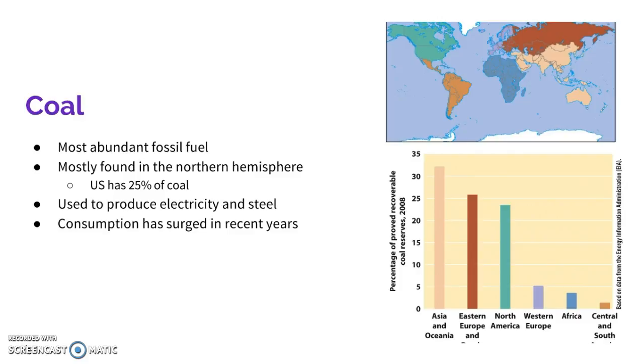So coal is the most abundant fossil fuel found in the world. It is mostly found in the northern hemisphere and the US has 25% of coal. So we use coal quite a bit because of the availability of this. It's used to produce electricity and steel, and the consumption has surged in recent years due to the industrialization of nations like India.